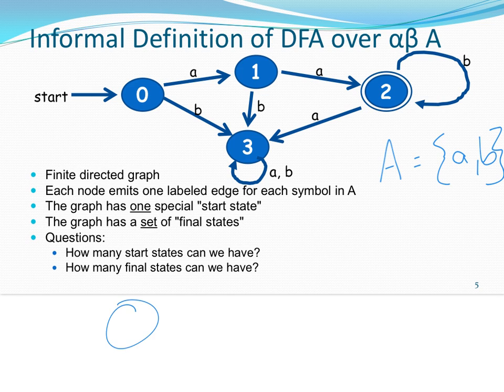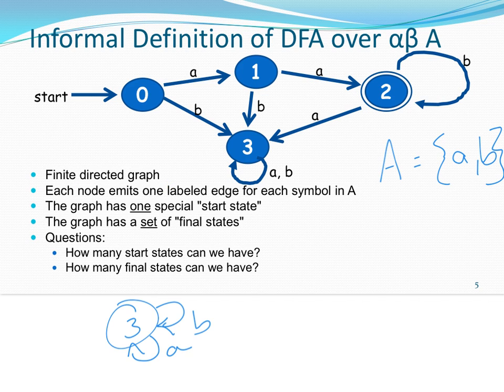If I have a node, here's node 3 again, this picture here is actually exactly the same as if we had one edge for A and another edge for B, right? So this A comma B is just a shorthand for saying I've got two edges in there, okay? All right, so back to our informal definition of a DFA.